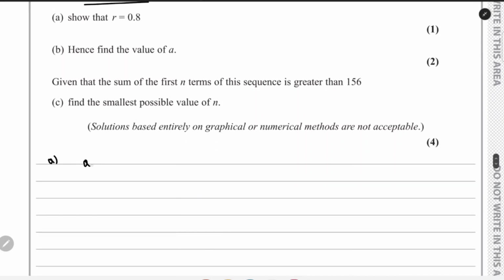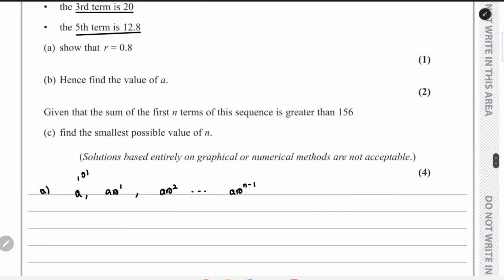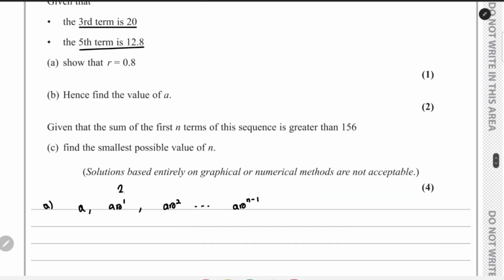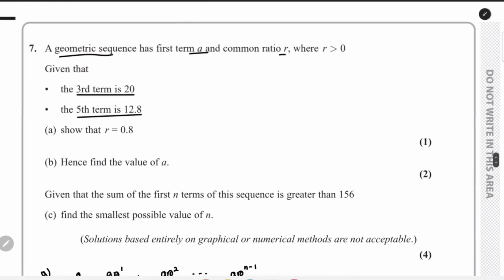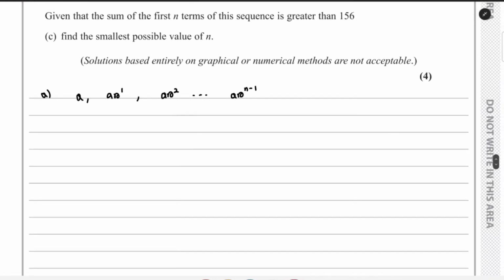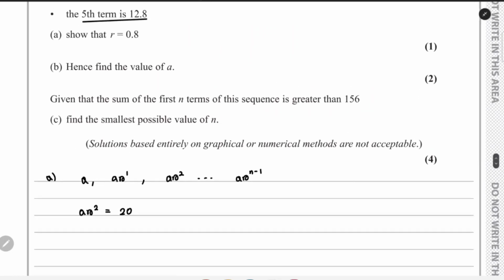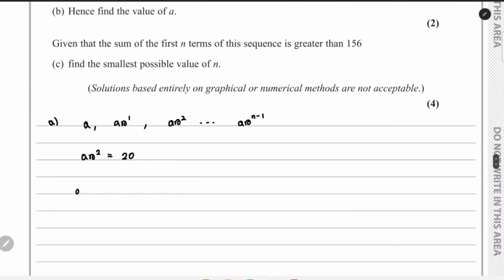The first term is a, the second term would then be ar, the third term would be ar². So the nth term would be ar^(n-1). Since the first term has r^0, the second one has r to the power 1, the power of r is 1 less than the number of the term it is. The third term is ar², this is equal to 20. And the fifth term is ar^4, this is 12.8.